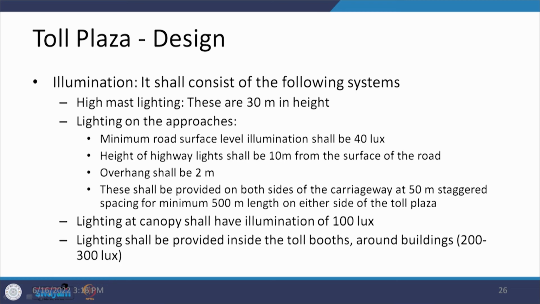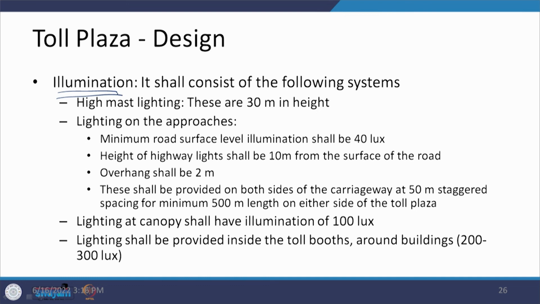Now, when we have this canopy and these toll booths which are working 24/7 with continuous movements, then during the night time the illumination is another important aspect, and this needs to be taken care of. Now, there are different types of illumination. One is the high mast lighting, which is provided 30 meters above the surface. Then another one is the lighting on the approaches of this toll plaza. This illumination has to be 40 lux, and this is provided in a form that, say, if we are talking about this, this is a location.